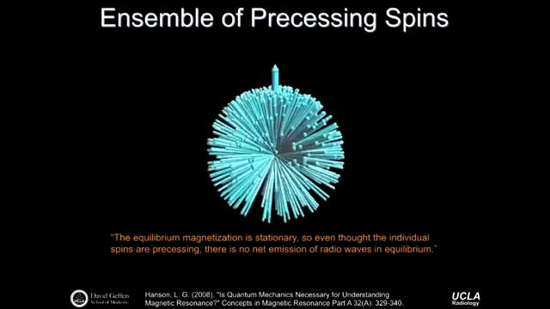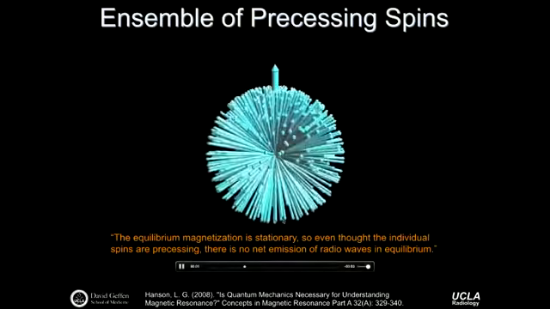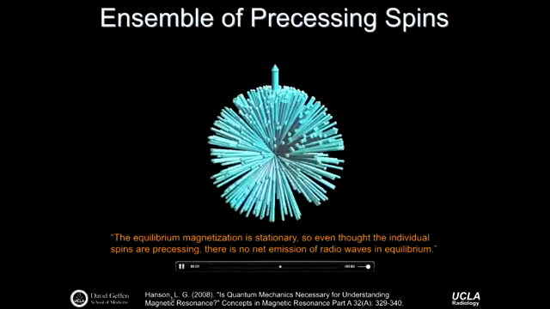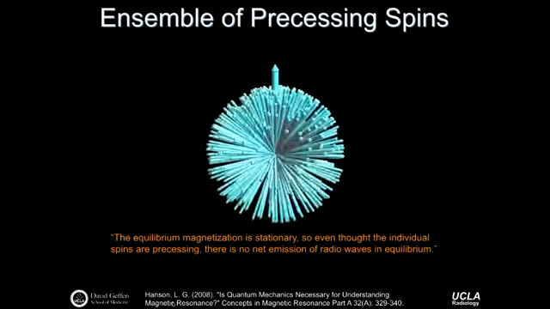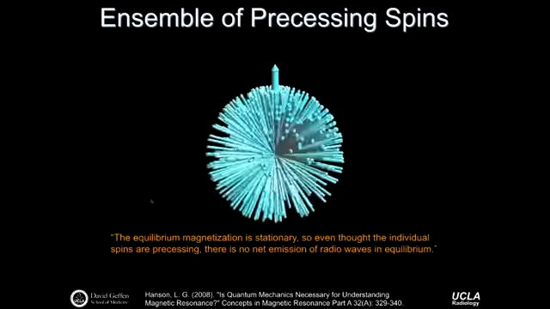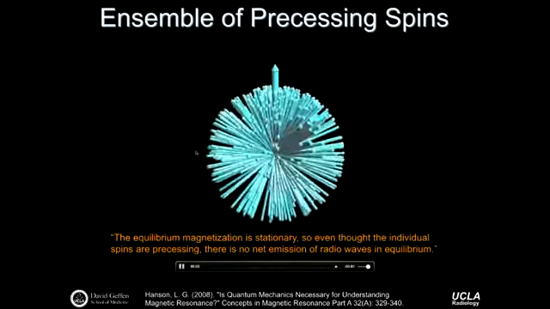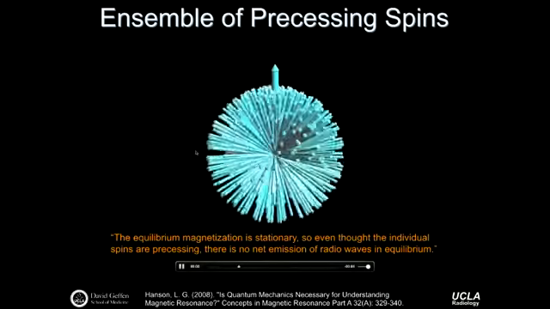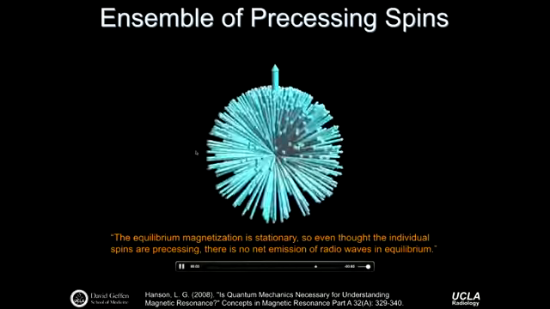So one picture to have in mind is this. This is a nice paper, and I linked to it on the website. This is from Dr. Hansen, and he's inquiring about how much quantum we really need to know to understand MR. The movie that he's put together here is, I think, the best depiction of the state of the magnetic dipoles at equilibrium in a B0 field.